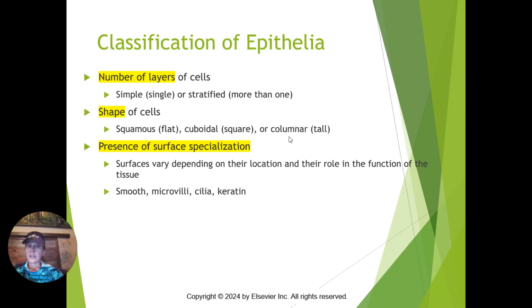Now, epithelial tissue can be classified in a boatload of ways. It is either simple or it is stratified. And simple layers just have one cell layer thick. Stratified have more than one. Epithelial tissue is also classified based on the shape. So squamous cells are flat, cuboidal cells are square, and columnar cells are tall. And they are also classified as to whether or not they have these surface specializations on them. So they can be called smooth epithelium, microvillous epithelium, ciliated epithelium, or keratinized epithelium.